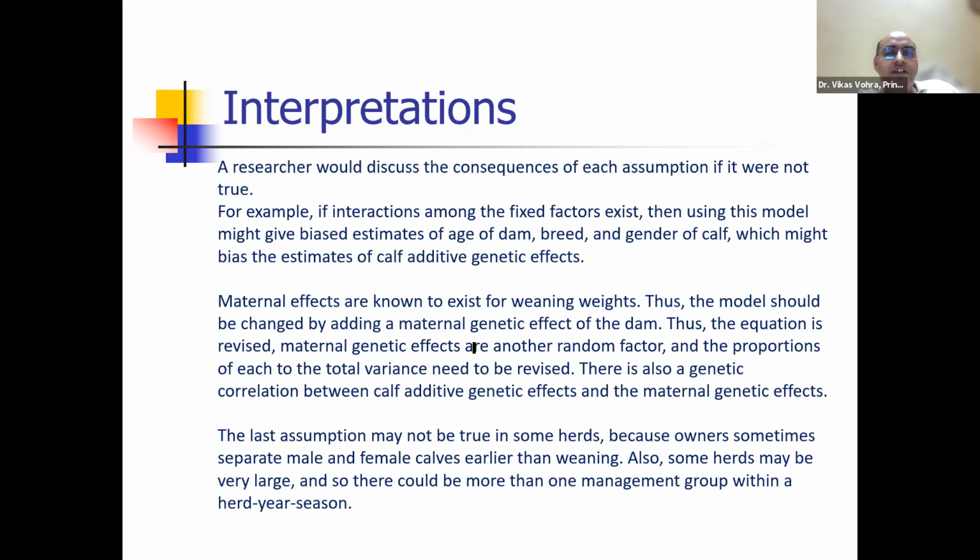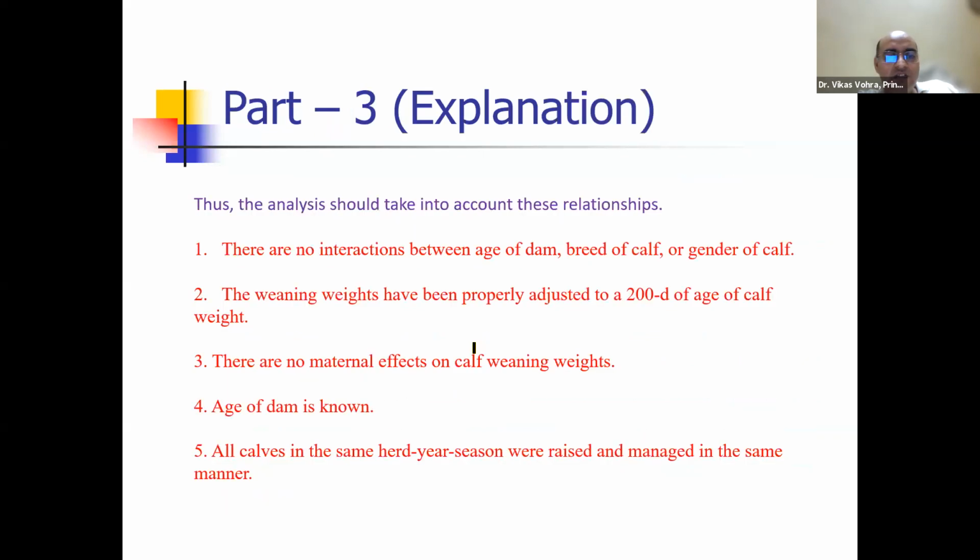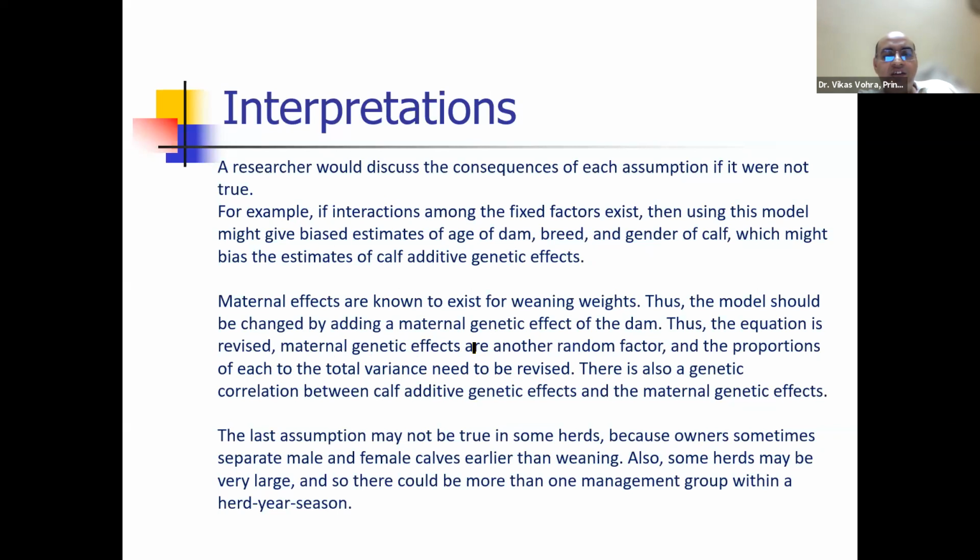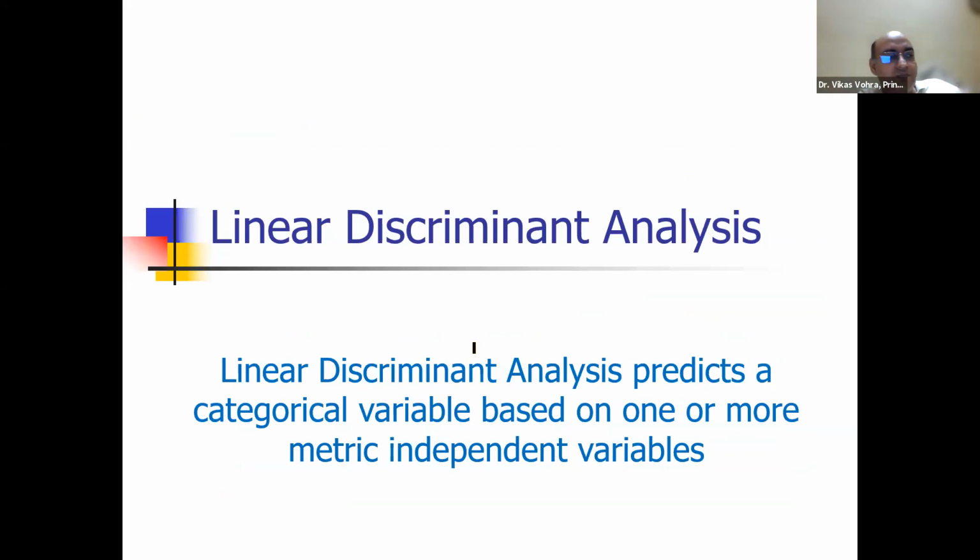So as a researcher, we would like to discuss the interpretations, whether these assumptions were met or not. For example, if an interaction among the fixed effects exists, then using this model might give a biased estimate of age of dam, breed, and gender of calf, which might bias the estimate of the calf additive genetic effect. It is very well known that maternal effect exists, and weaning weights depend on that. So we cannot assume that there are no maternal effects on the weaning weight of the calf. And from herd to herd, management also differs. So these effects will contribute, and we need to adjust for them and take their effect into account. That leads to one of the major topics, linear regression or multiple linear regression.